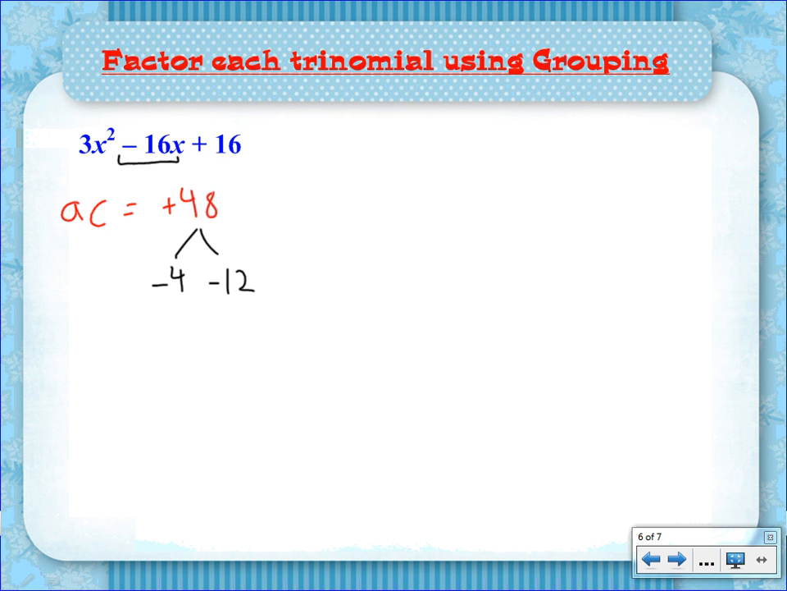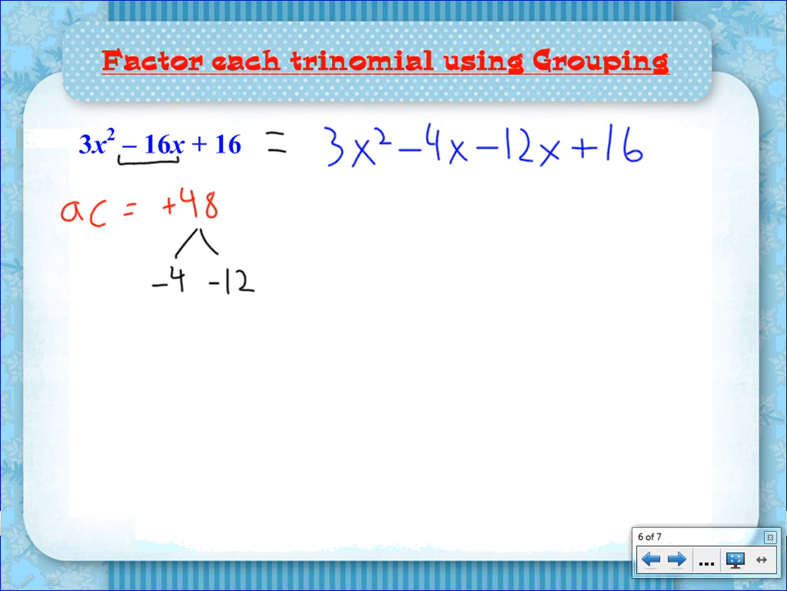So we're going to split that middle term up, okay? So I'm going to bring that over here. First term you don't touch, 3x squared. Our negative 16x now becomes negative 4x and negative 12x. Our last term is going to be 16.